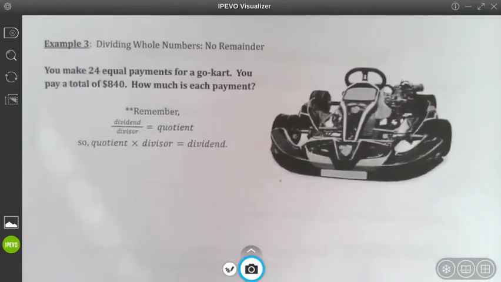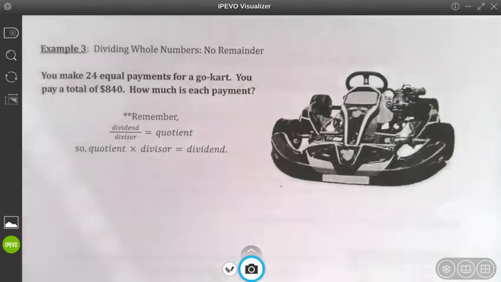Okay, example 3. Dividing whole numbers, no remainder. You make 24 equal payments. When we say equal, we know it's either going to be a multiplication or a division problem. We make 24 equal payments for a go-kart. You pay a total of $840. How much is each payment?